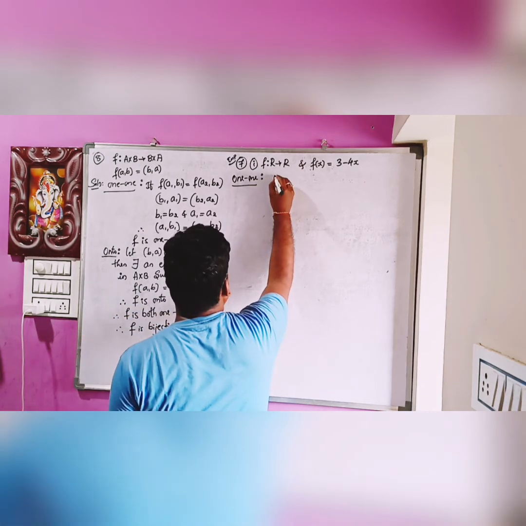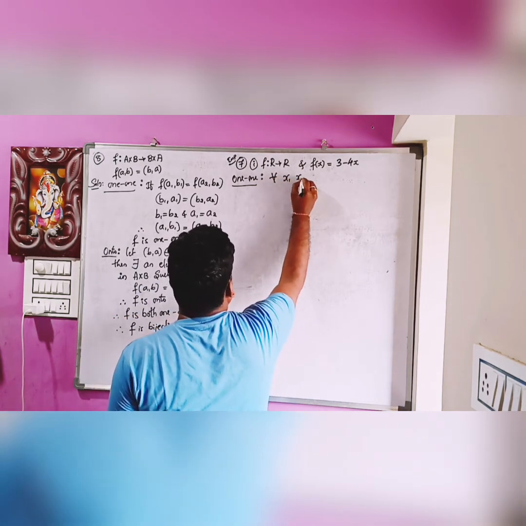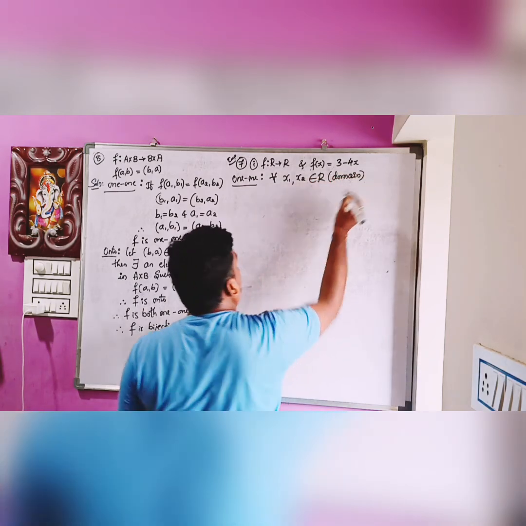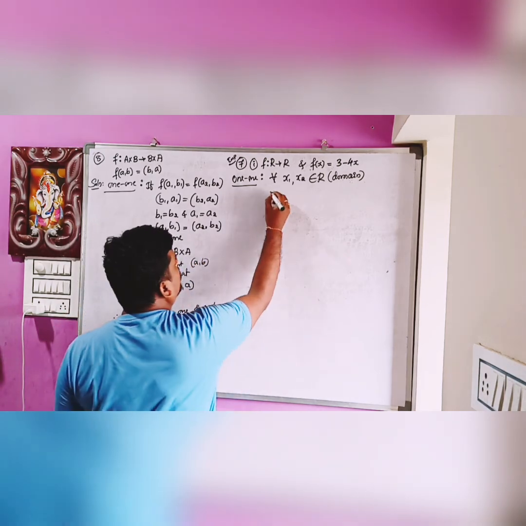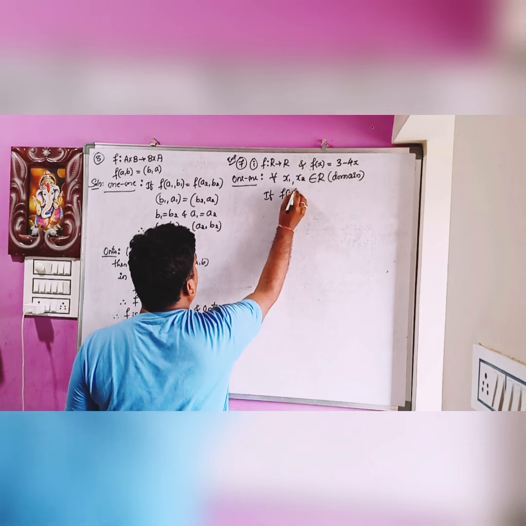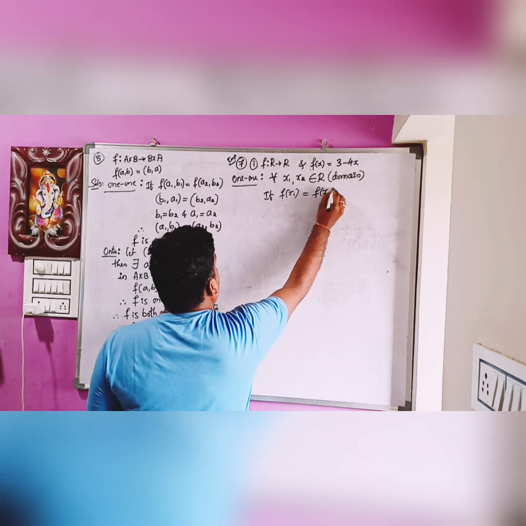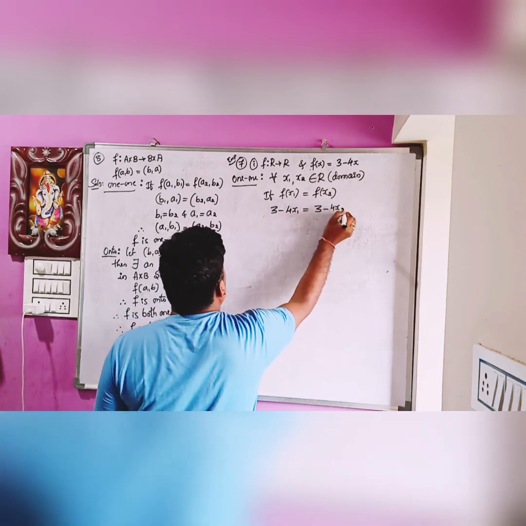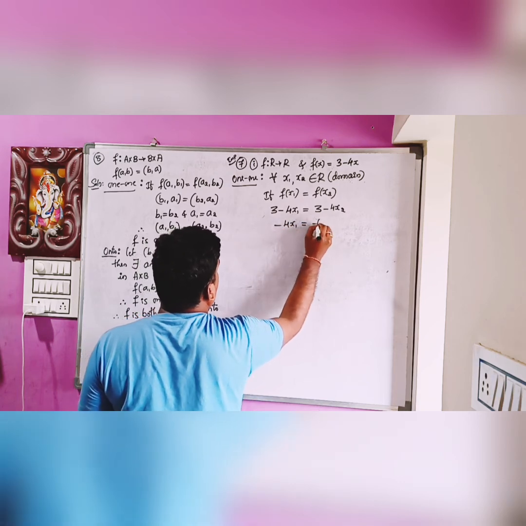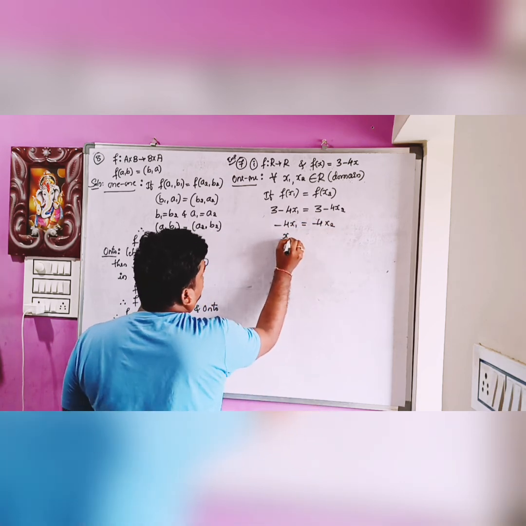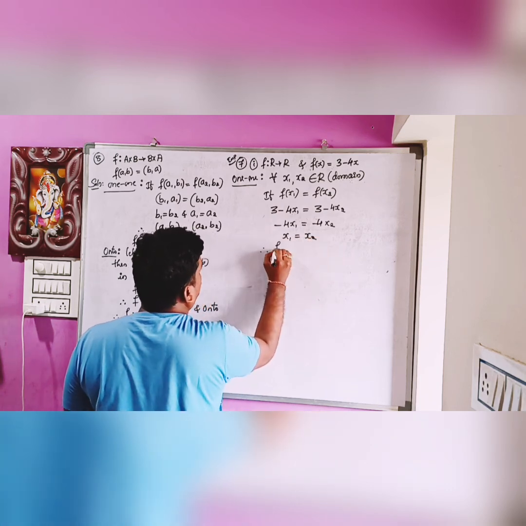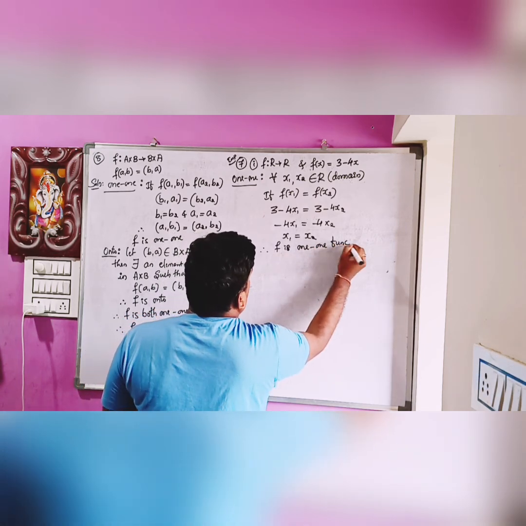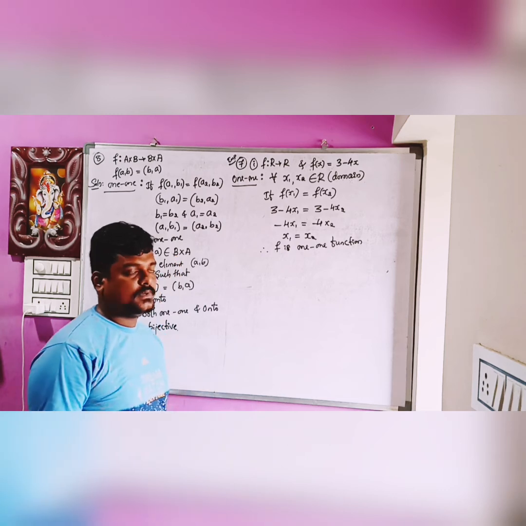So, one-one please, it is important. I take two elements of the first. For all x1 comma x2 belongs to R. What is this R? Domain. In a domain, if I take two elements x1, x2, if f of x1 is equal to f of x2, f of x1 is 3 minus 4x1, 3 minus 4x2, 3 gets cancelled, minus 4x1 is equal to minus 4x2, minus 4 cancels, x1 is equal to x2. Therefore, f is a one-one function.